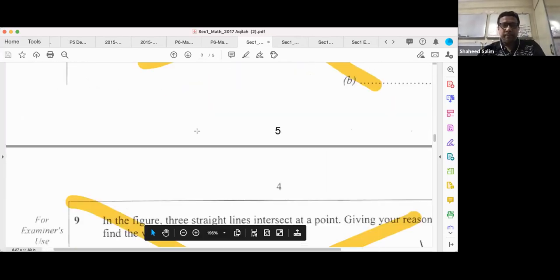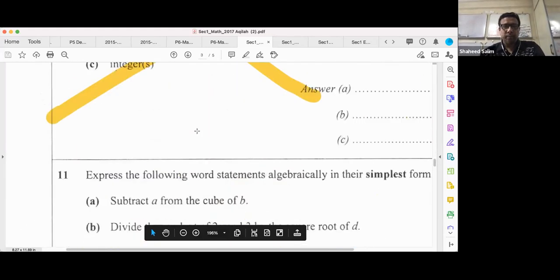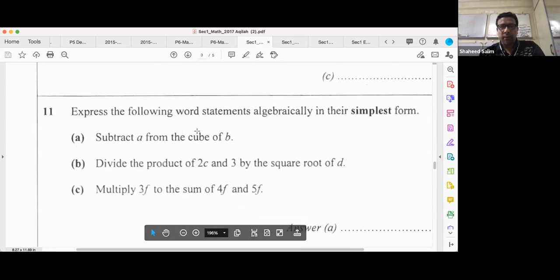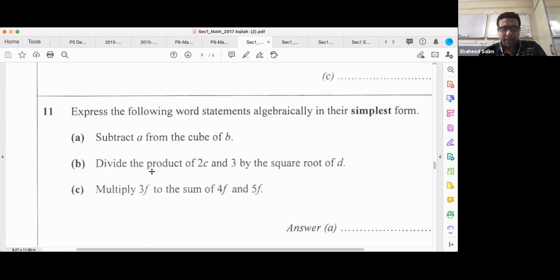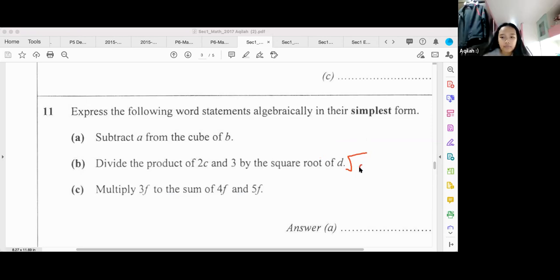Question 11. Okay, down here. Can you see? Divide the product of 2c and 3 by the square root of d. So you wrote the square of d. What is square root of d? Square root of d is like that. This one, do you know? Like that is called square of d. Are we okay? So this one is square root of d.